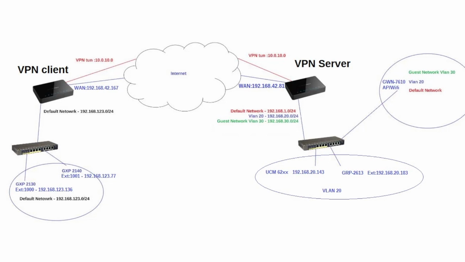Beyond the aspect of VPN, we're going to be working with a multi-LAN subnet. We're going to have a default VLAN 20, VLAN 30 network running on our server. Then our client is going to have the default network with the third octet ending in 123. But as you can see in this topology, we have two ways of accessing the equipment.